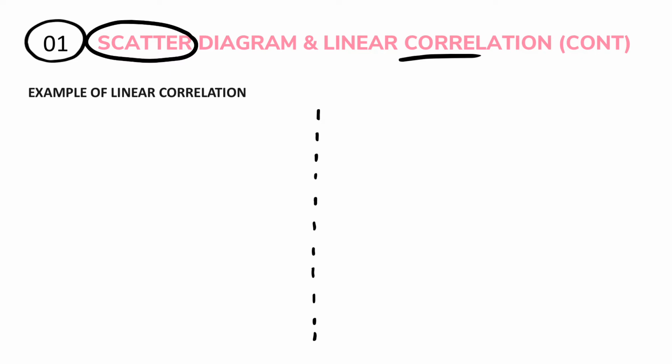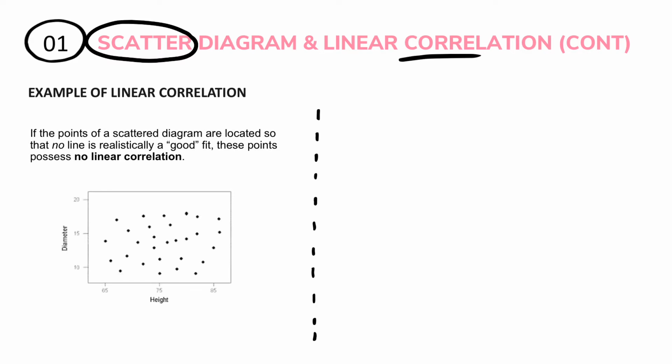Once you have plotted a scatter diagram, it's very important for you to analyze the significant trend of the graph, because that will actually tell you how is the relationship between the two variables. So the next part here is to analyze different types of linear correlation. Let's have a look at the first example here.